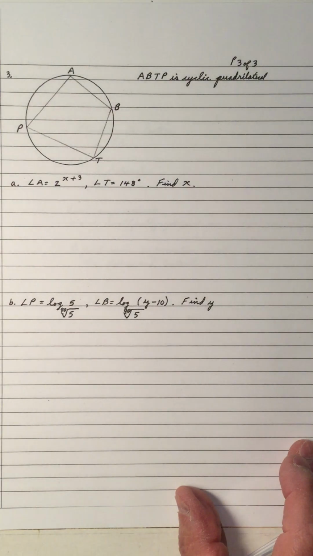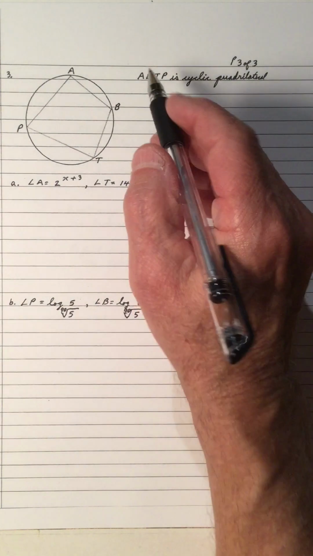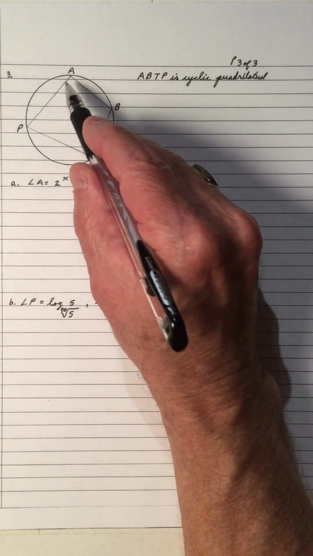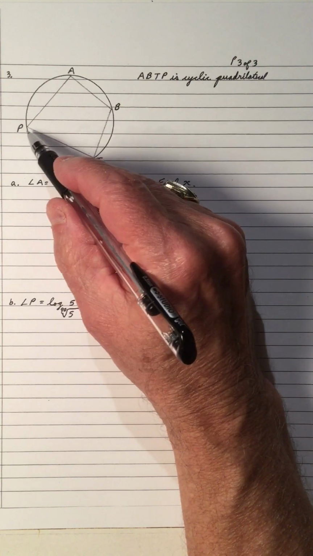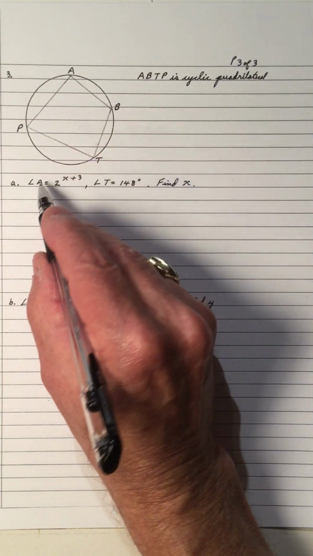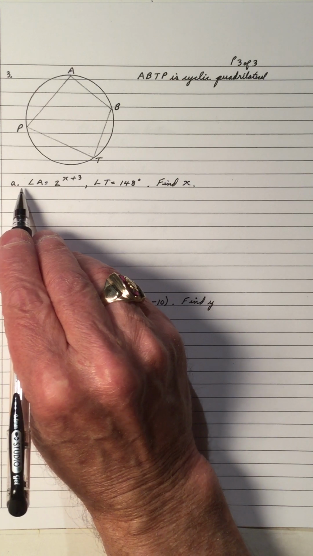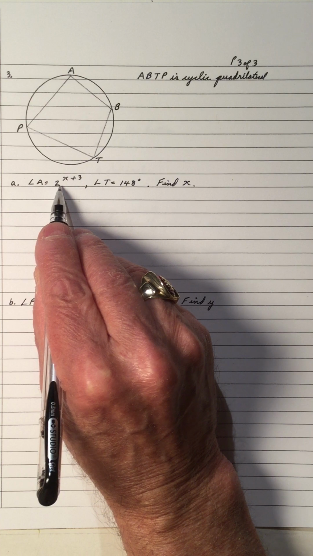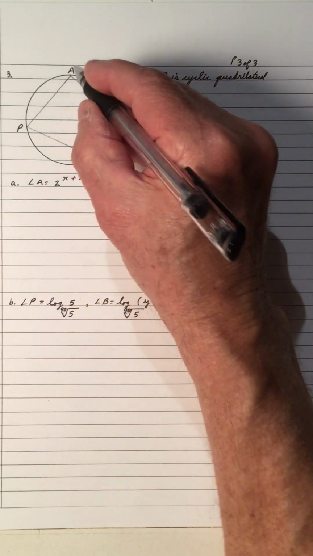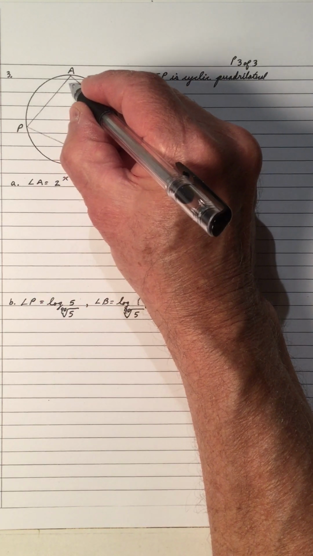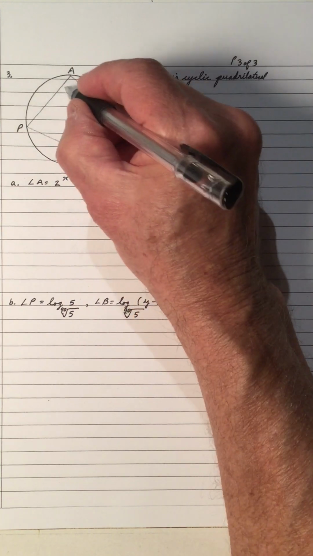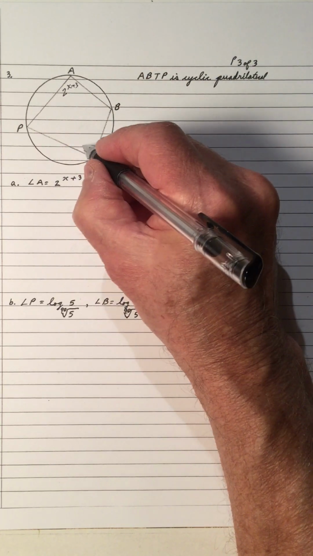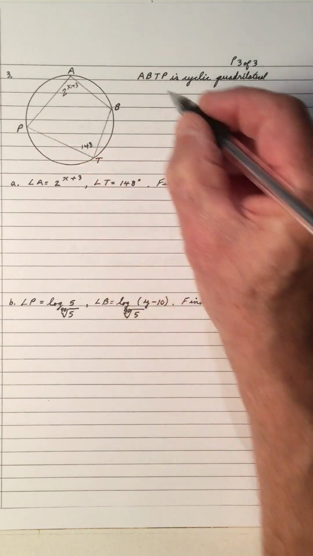Okay, let's continue. We have number 3, ABTP is a cyclic quadrilateral. Now, part A: angle A is 2 to the x plus 3. Angle T is 148 degrees.